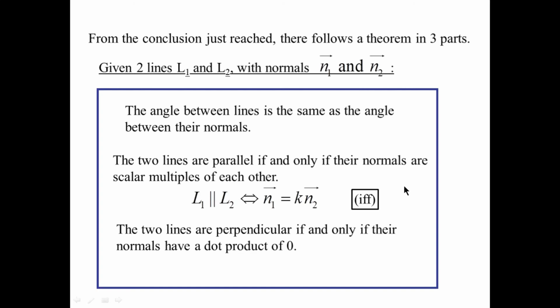Okay, that's a lot of stuff, but it's also quite intuitive, and it's just the way you think it would be. It all stems from this first statement. The angle between 2 lines is the same as the angle between their normals. So if their normals are multiples of each other, then they must be parallel. And if they dot to 0, then the 2 lines must be perpendicular.